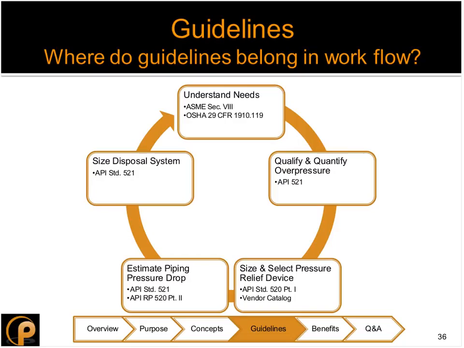So now the next question I want to pose is, how could we fit all of these guidelines into an example workflow? The first thing you need to do is understand your needs. So let's pretend that we have a facility that falls under the PSM standard, and we have a new pressure vessel constructed in accordance with ASME Section 8. We know it needs to be protected, so we qualify and quantify with API 521. We size and select our relief device with API 520 Part 1, maybe even with a vendor catalog.